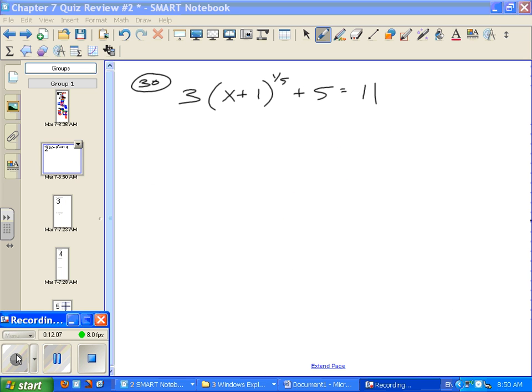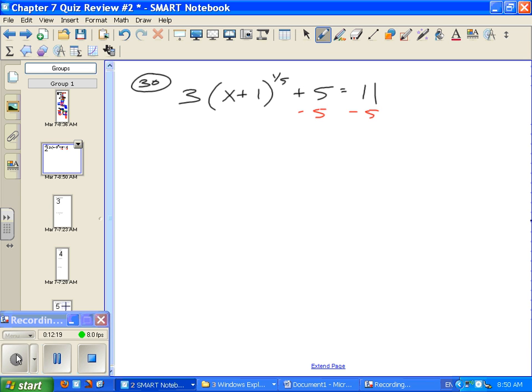Okay, only one direction for this one. It says solve. So I'd rewrite it first. Subtract 5. We'll do this one twice. Okay, and I could subtract 5 here. So I have 3 times x plus 1 to the 1/5 equals 6.